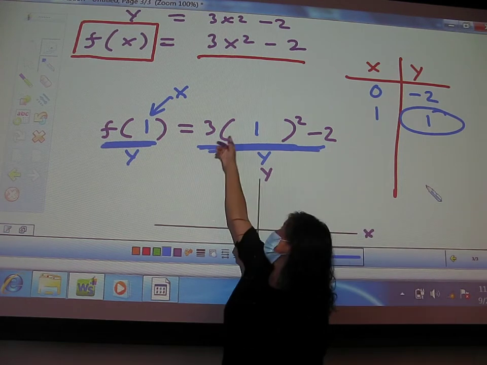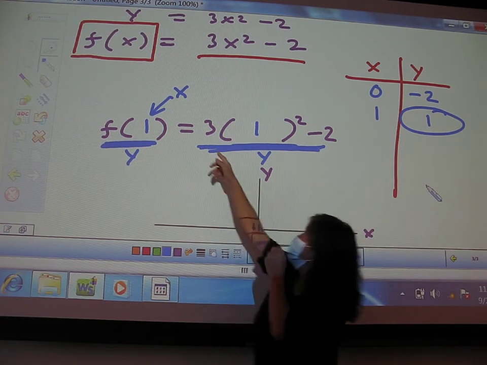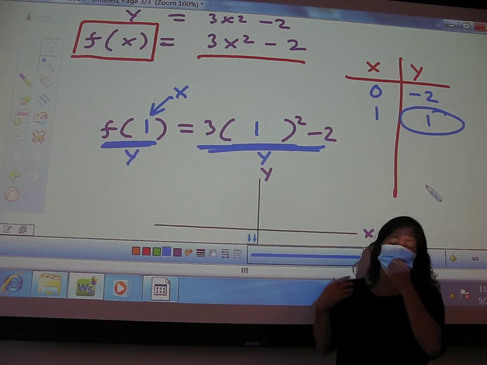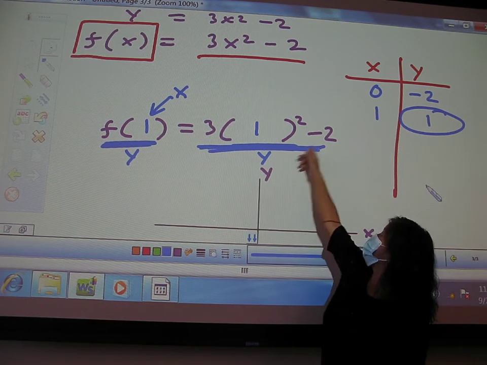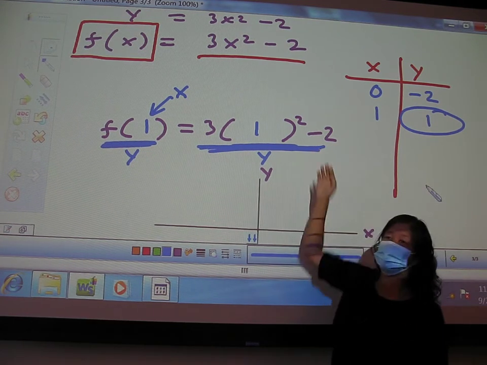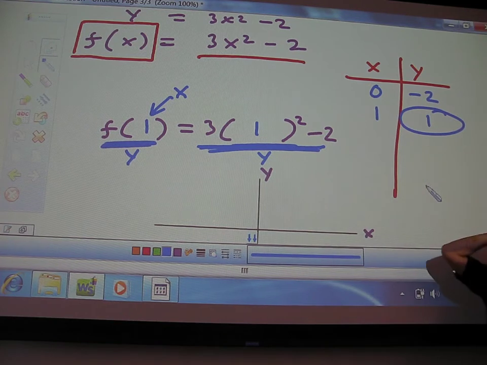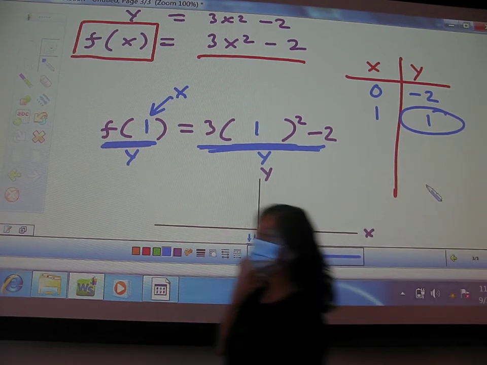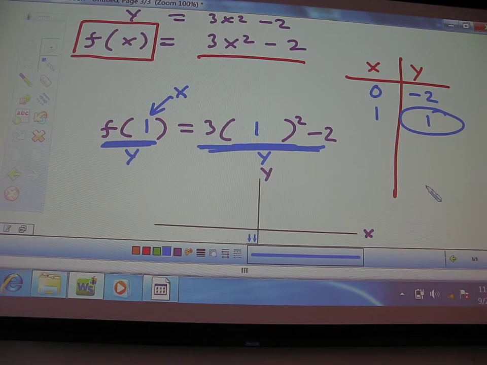So multiplication next, so 3 times 1. And then last is addition and subtraction. So subtract 2, 3 minus 2 is 1. That's how we got our 1. Okay. Let me try another one.